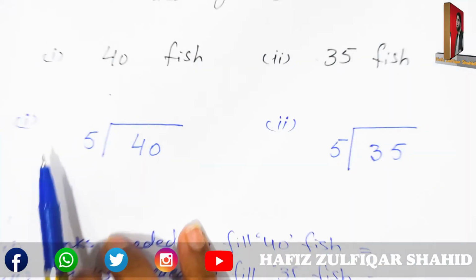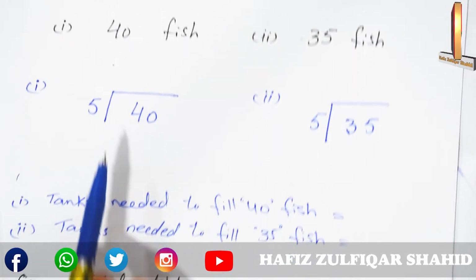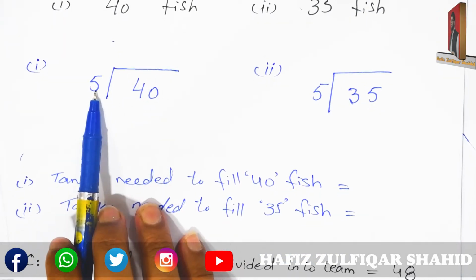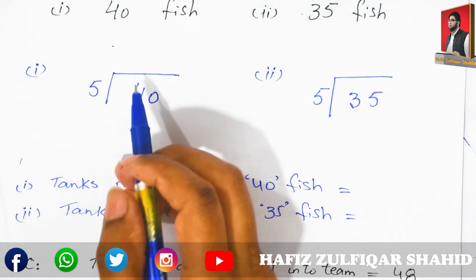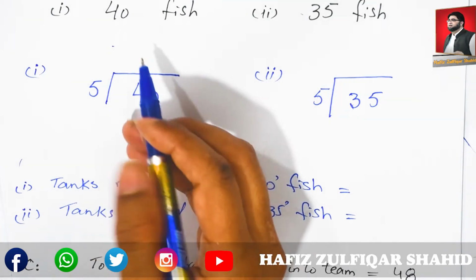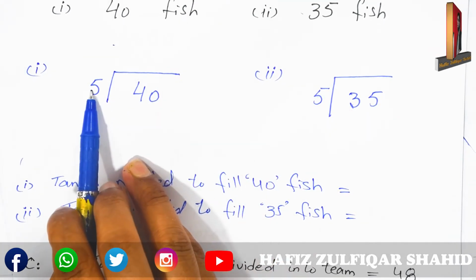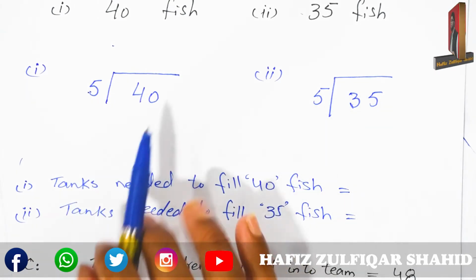See, if we have 40 fish, and 5 fish go in each tank, how many tanks will we need? Divide 40 by 5. Read the table of 5 till you get 40.